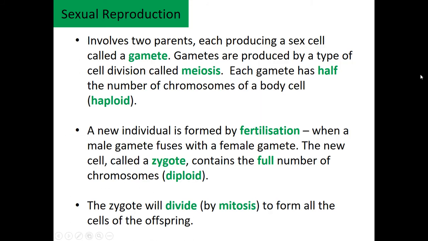Both animals and plants can reproduce by sexual reproduction, and they produce sex cells called gametes, which are produced by meiosis. And each gamete has half the number of chromosomes that a normal body cell would have, so it's haploid. So a human body cell will have 46 chromosomes, and a sperm or an egg will have 23. When a sperm meets an egg, you get fertilization. When the two sets of chromosomes meet, you end up with 46 in the fertilized egg, which is called the zygote. And because it's got two copies of each chromosome, it's now known as diploid. This zygote will divide by mitosis to form an embryo and then go on to form the offspring.